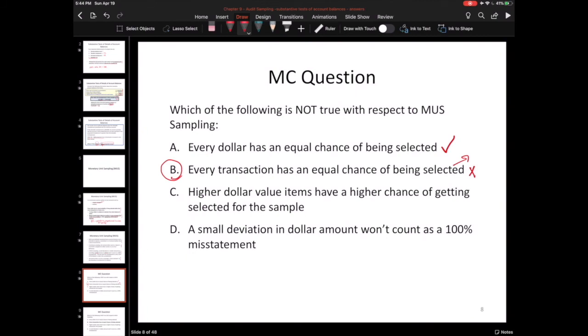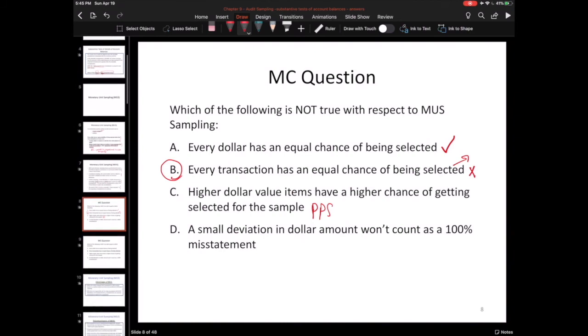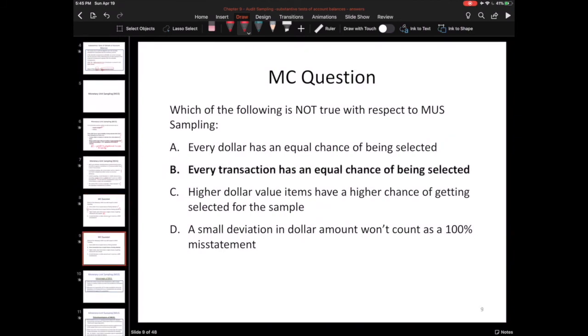Yes, we said that's true, and that's why it's also called PPS. And a small deviation in dollar amount is not going to count as a 100% misstatement. Yes, because ultimately we want to be able to use that error rate to project across the population and develop some kind of estimate of rate of error. Okay, so the answer was B.